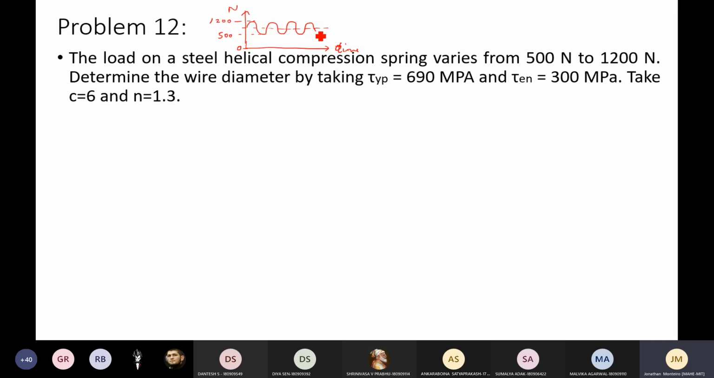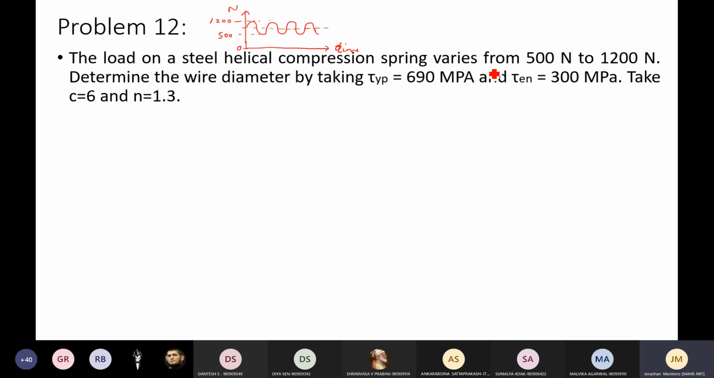Though there are other more complex calculations with respect to how this will change or how frequent it is, the frequency in hertz, we will not bother about that. We will take it as a very simple problem where fluctuating loads are encountered. So there is a fluctuating load from 500 newtons to 1200 newtons. We will determine the wire diameter by taking tau yield point 690 and tau endurance as 300.